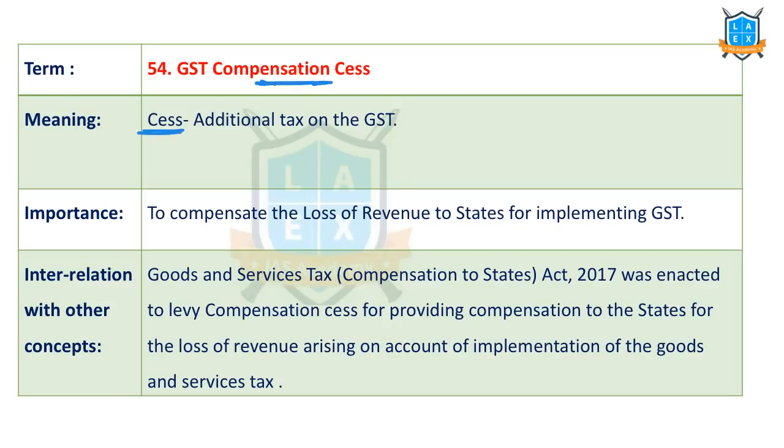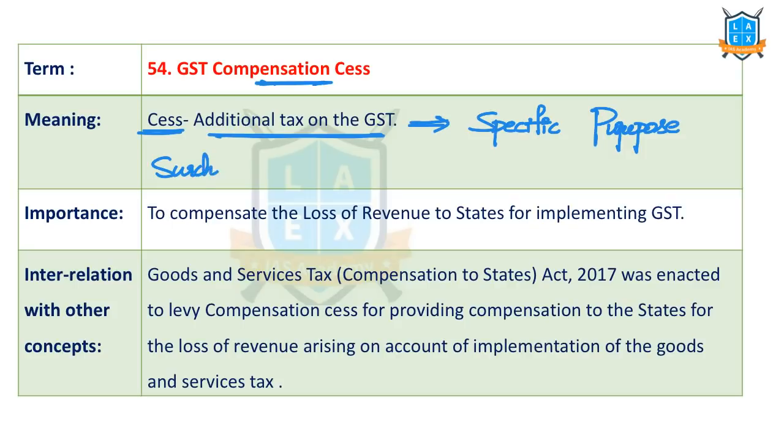What is the meaning of cess? Cess is the additional tax imposed on the GST for a specific purpose. What is that specific purpose? To compensate the losses for the states. Yes or no? Cess has a specific purpose. And then there is one more tax called surcharge. This is also an additional charge, an additional tax over the tax. But surcharge doesn't have any purpose specification, no purpose. But cess has a specific purpose.